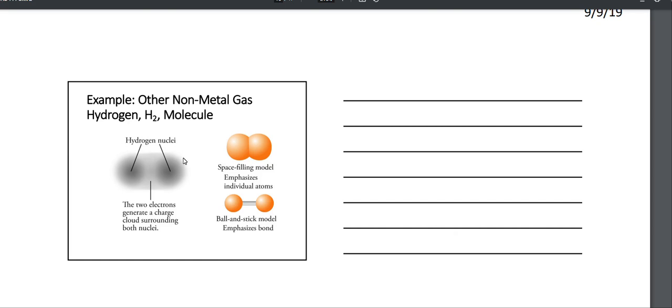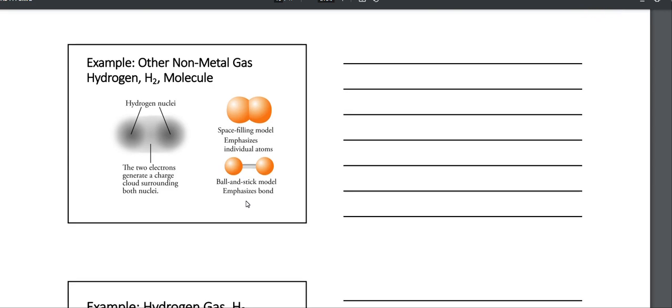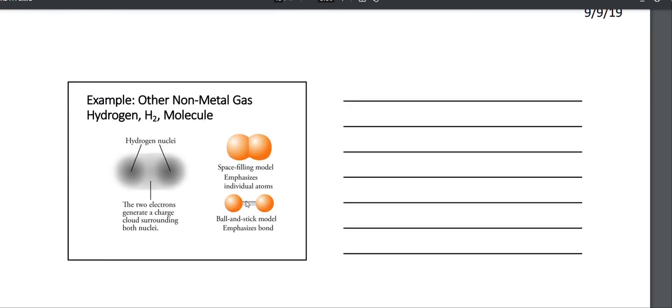We will get a ton more information on bond formation and what kind of bond we have in hydrogen, but I just want you to get the idea that electrons are centered between the 2 nuclei of the hydrogen atoms. The space-filling model emphasizes the individual atoms, and the ball and stick model emphasizes the bond. Okay, you might find them in 2 different ways. This model can also be applied to oxygen, nitrogen, all the symmetrical diatomic molecules.